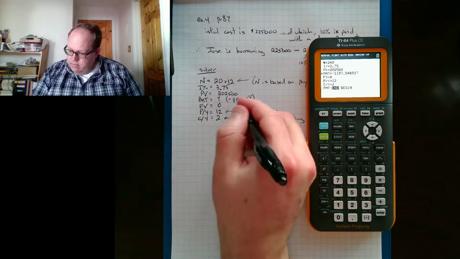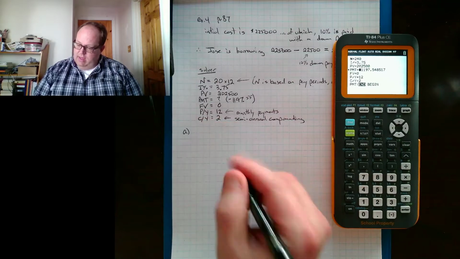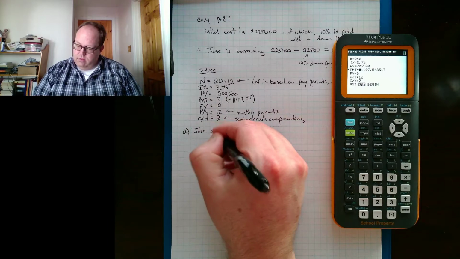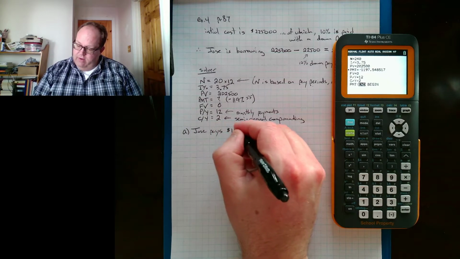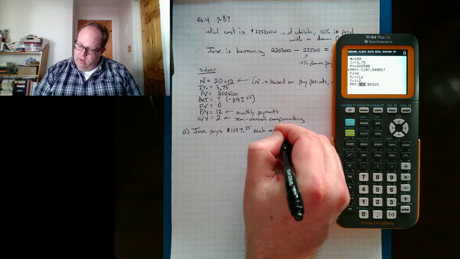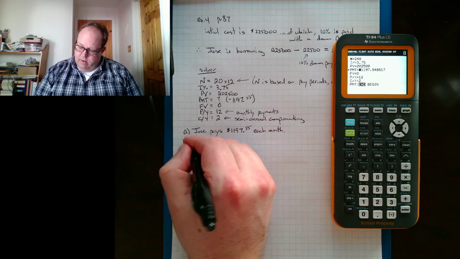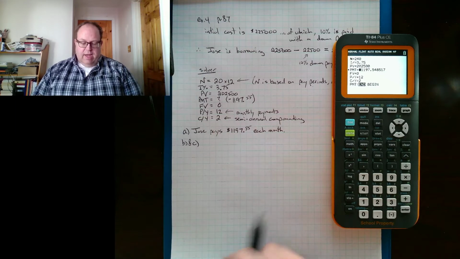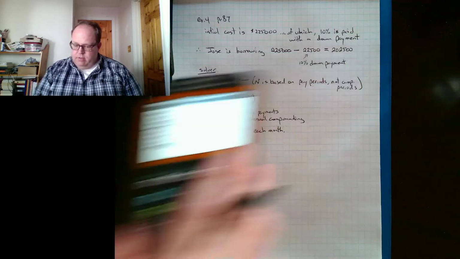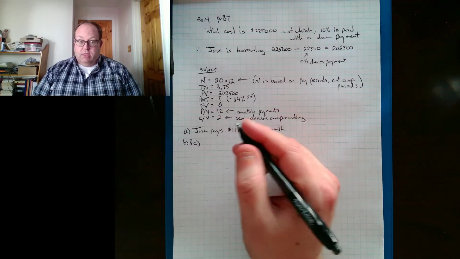Okay. So then we're asked a few questions about this. A. Jose pays $1,197.55 each month. B and C kind of go together because it asks how much interest does he end up paying and how much does he pay in total. Alright, so let's work a couple of things out. I'll probably end up doing part C before I do part B.